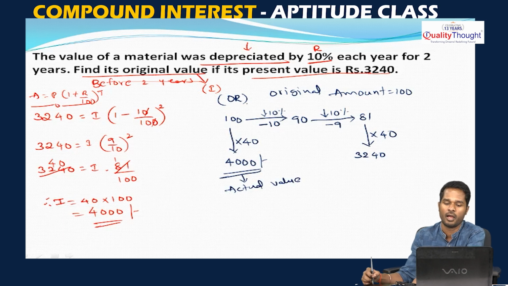So what we have done, I took the original amount as 100. In the first year it is depreciated by 10, so 100 minus 10 is 90. Again in the second year it is decreased by 10. On 90, 10 percentage is 9 rupees, so 90 minus 9 is 81. But in the question he said the present value is 3240. That means the 81 has become 3240, we multiplied 81 with 40. Similarly, multiply this 100 also with 40 to get the actual value. So 100 into 40 is 4000.